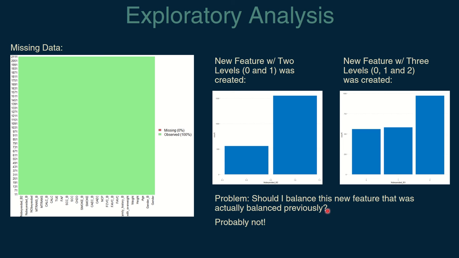So the question that I had was, okay, I created this new variable here. Should I balance on this new variable? Because it would be something like taking an average out of an average, so you usually don't do that. So I'm not 100% sure if I should have done this here or not.